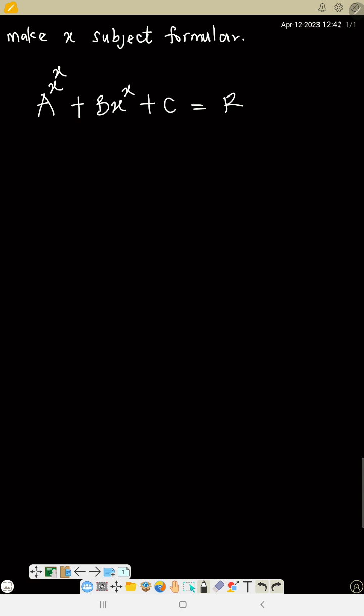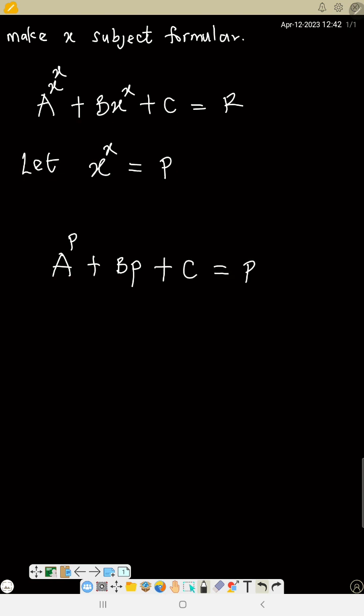Yeah, to start, I can say let x raised to power x be equal to p. So if x raised to power x equals p, the equation becomes a raised to power p plus bp plus c is equal to r. So because this x raised to power x is now p, the function becomes this.